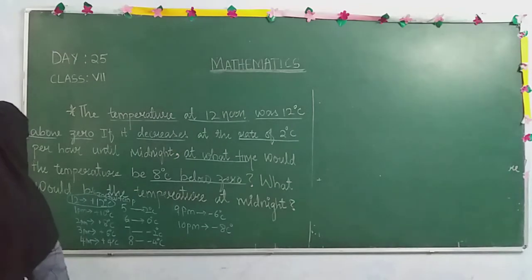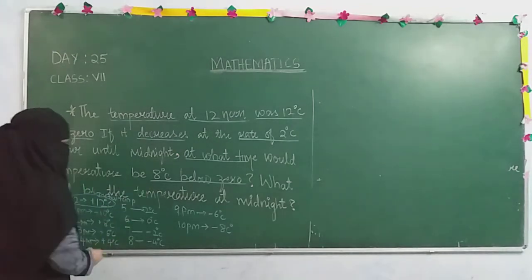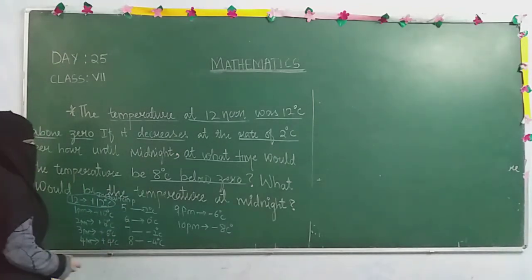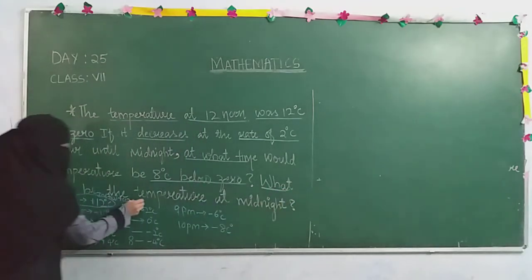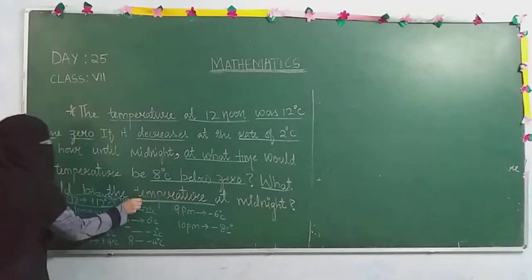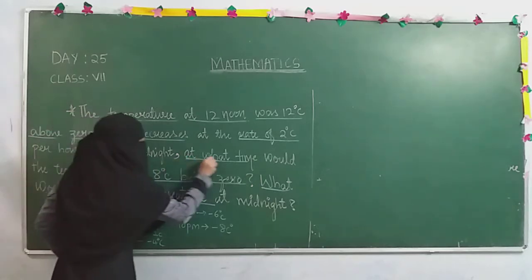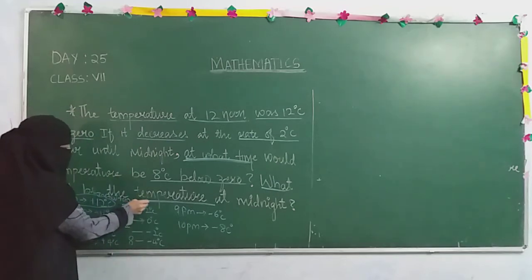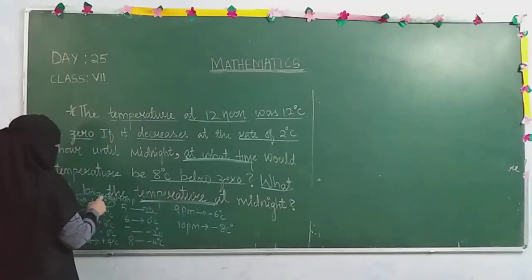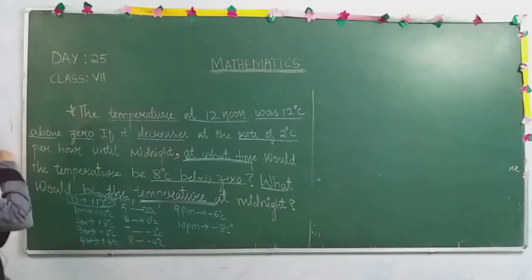So what is the next bit? We have completed up to here. The next one is asking in the question, what would be the temperature. Here we need to calculate the temperature. In the previous question we calculated the time, at what time. In the next question we need to find out the temperature. Okay, what is the temperature at midnight? We need to calculate the temperature at midnight. Hopefully you know how to solve this, even though I will explain to you.